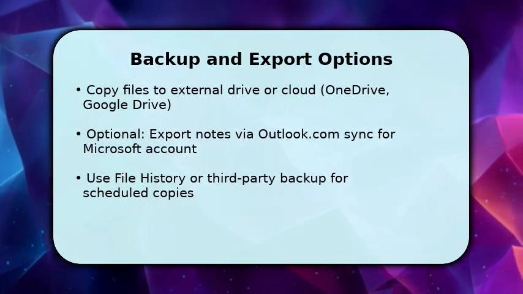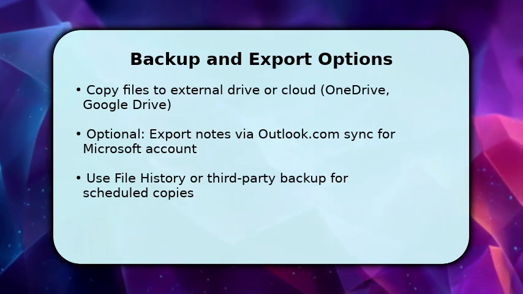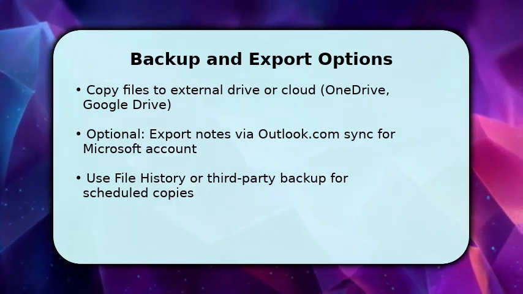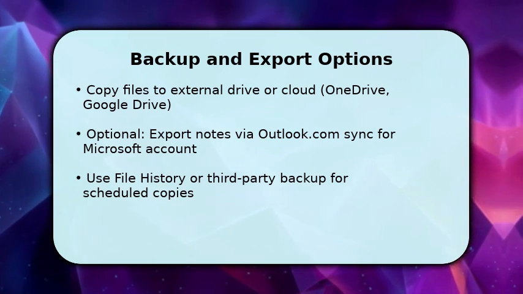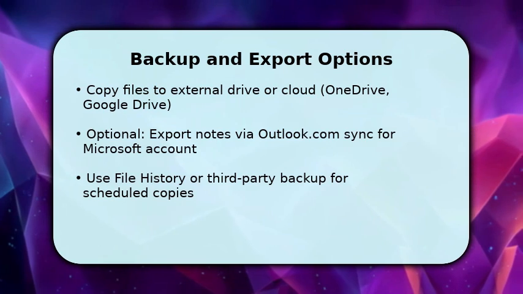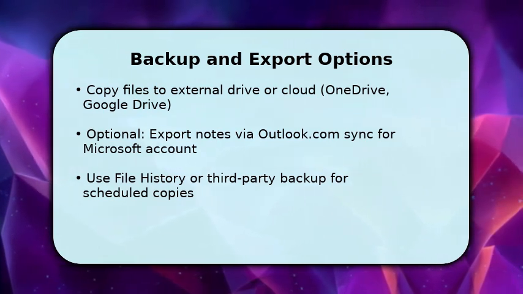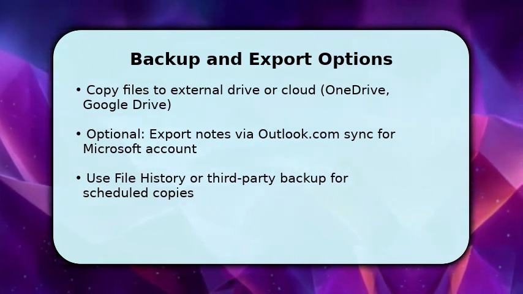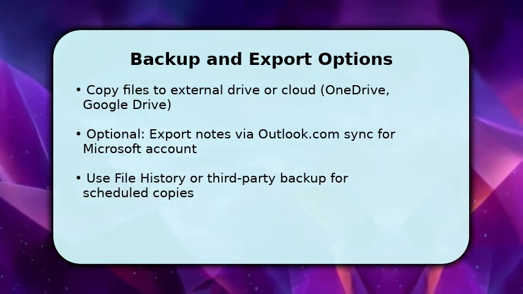Next, choose how to store those copies so you can restore later. Copy the files into a dated folder on an external drive or upload to a cloud folder. Name folders clearly for versions. If you use a Microsoft account, make sure sync is active. You can also export via Outlook sync for an online copy.